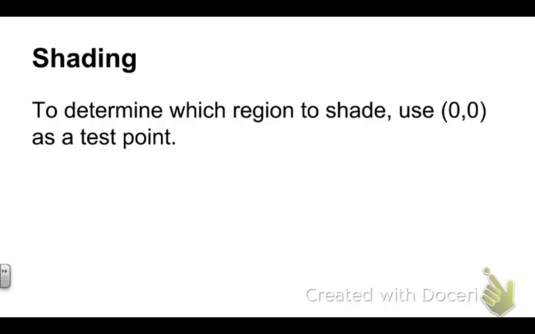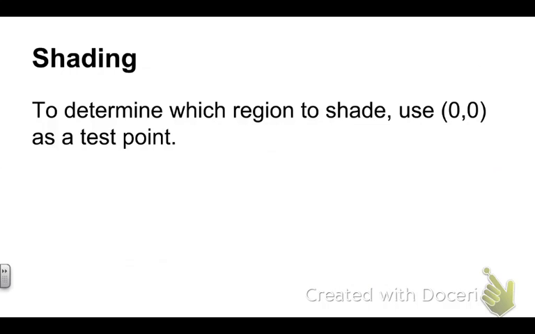So now we are going to have to do some shading for our answers. So determine which region to shade. My suggestion is to use the coordinate point 0, 0 as a test point. It's very easy to multiply by 0 and add and subtract by 0. So 0, 0 works wonderfully. Now if 0, 0 can't be used, if that happens to be on the line, then try 1, 1. If that doesn't work, 2, 2. You can see where I'm going with this. But 0, 0 is the easiest one to use as a test point. We'll be talking about this a lot.